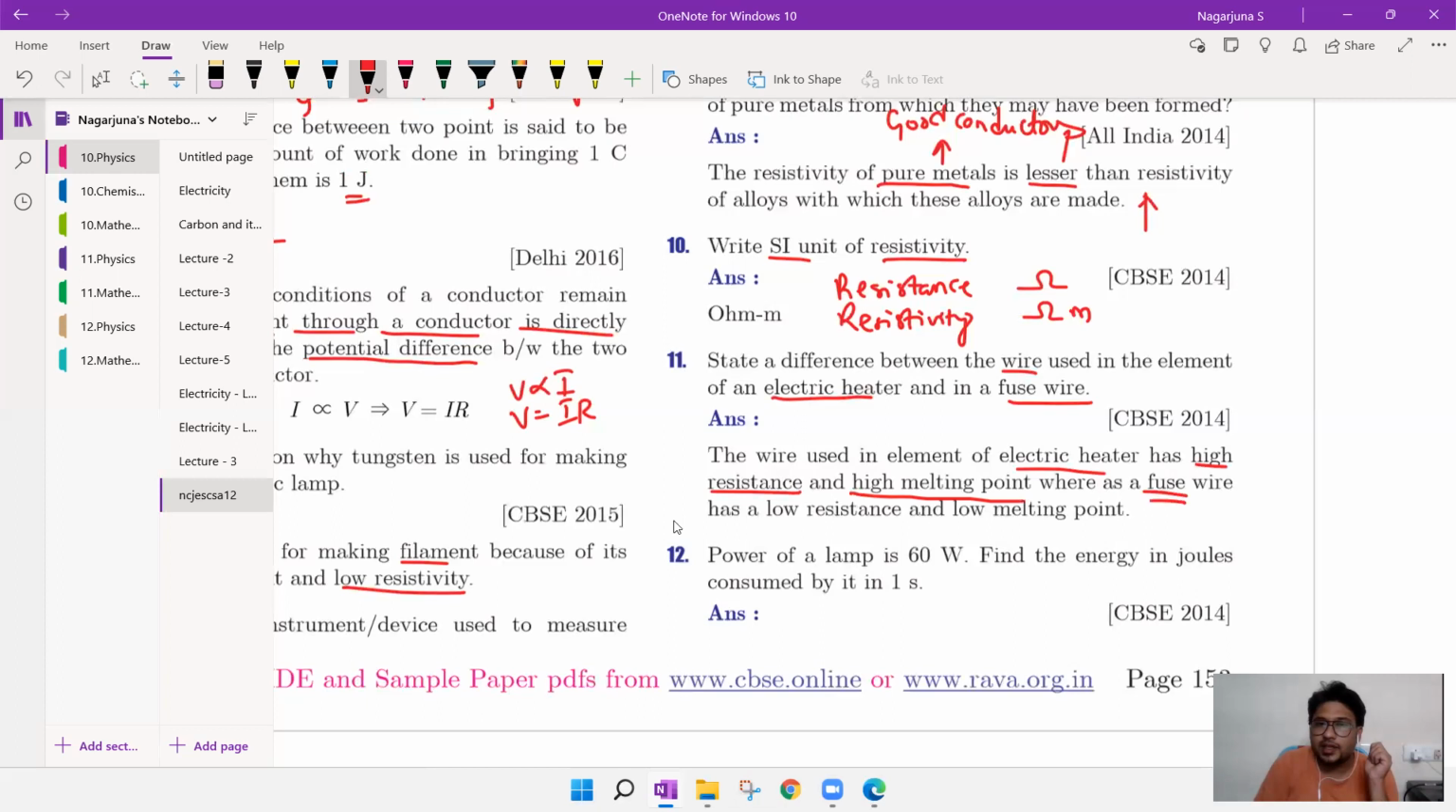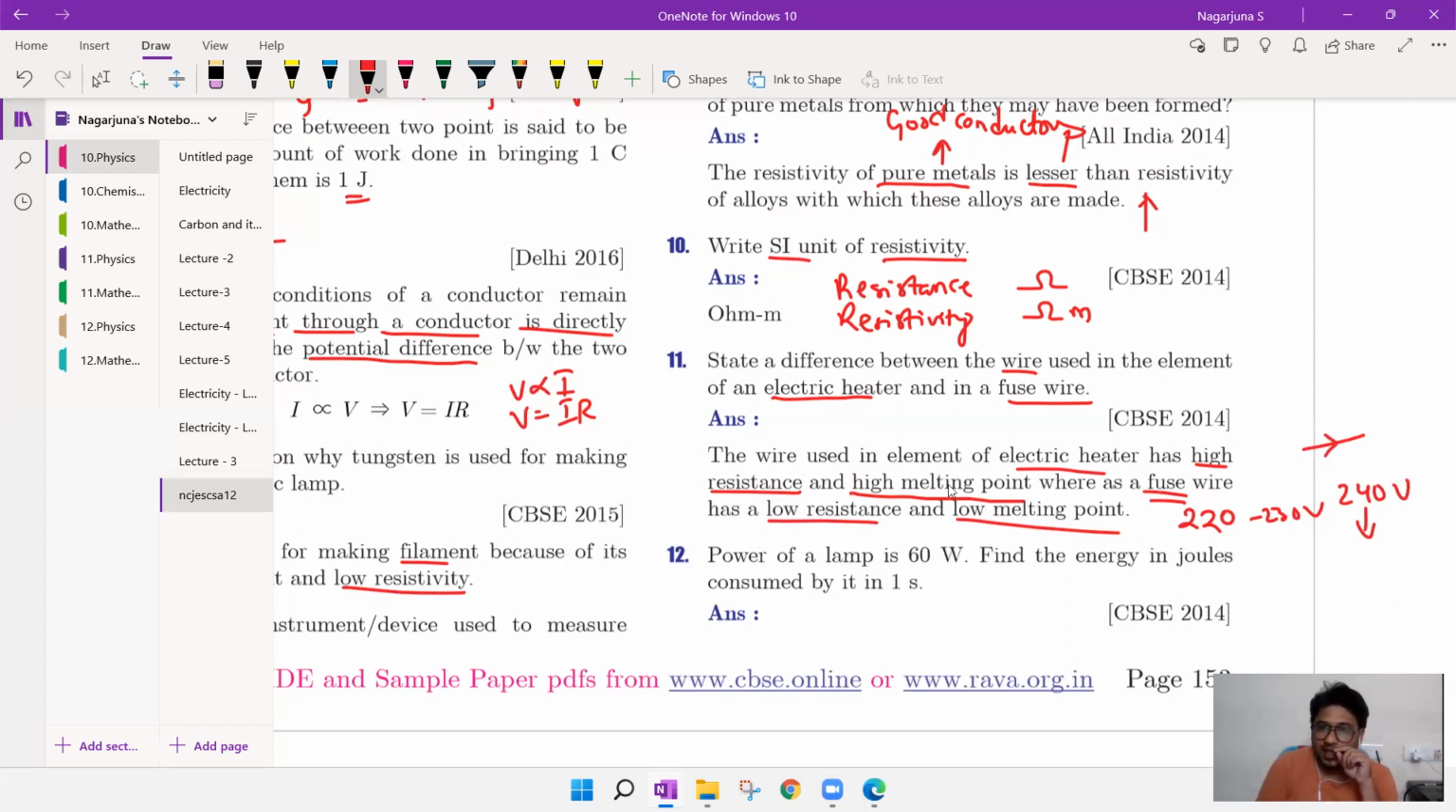Whereas fuse wire should have low resistance and low melting point. For our house we are getting something around 220 to 230 volt. If a huge amount of voltage, maybe like 240 volt, comes, that leads to damage of all the devices. So the fuse wire should have a low melting point, so that if 240 volt is passing, straight away it has to melt and the fuse wire has to cut.